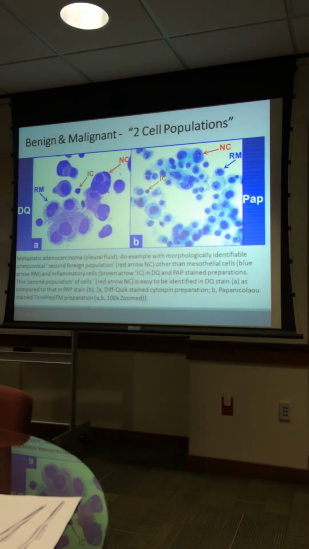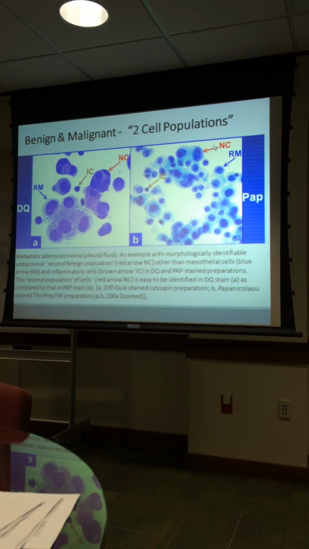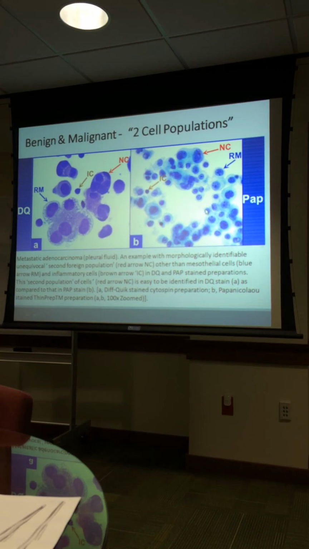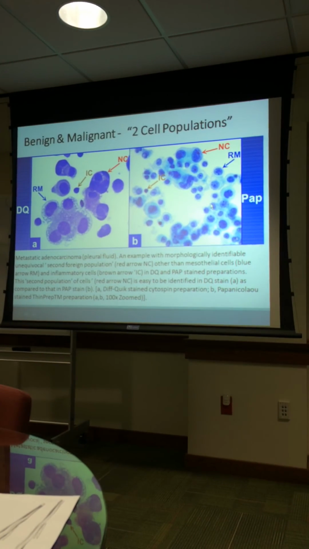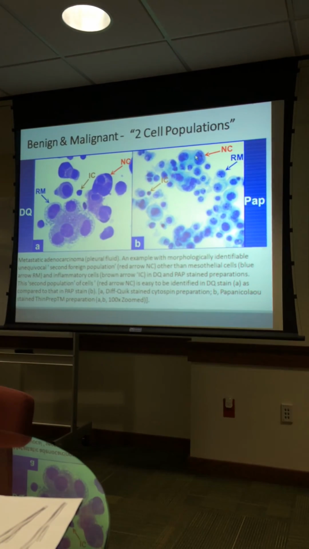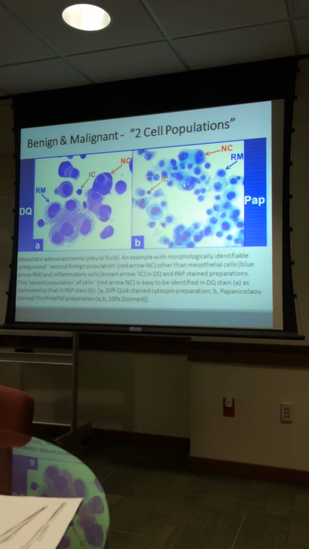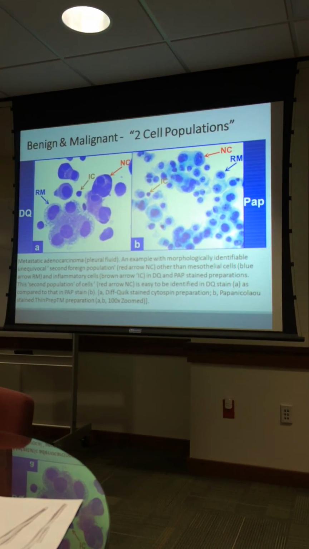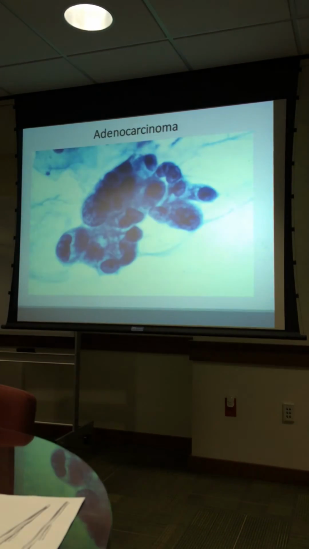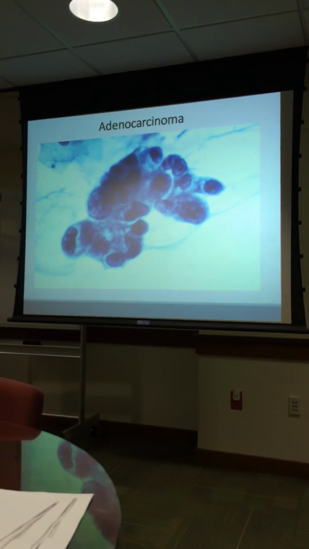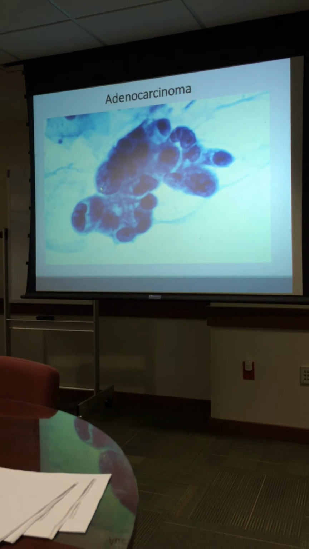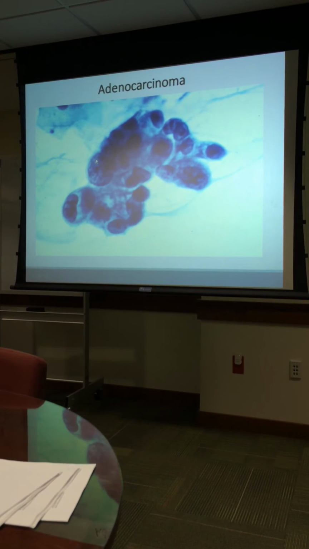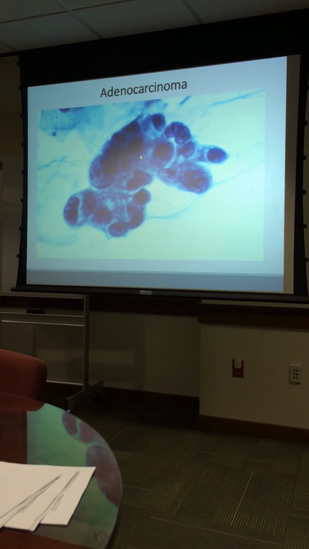But the one thing to be aware of is a two-cell population. So you'll see what looks like one population of cells which represents mesos, and then another more atypical population of cells which represents adenocarcinoma. Again, all these slides should be sent to cytology. This is just a high power three-dimensional cluster, a lot of nuclear variability, really enlarged dark nuclei. That's adenocarcinoma.